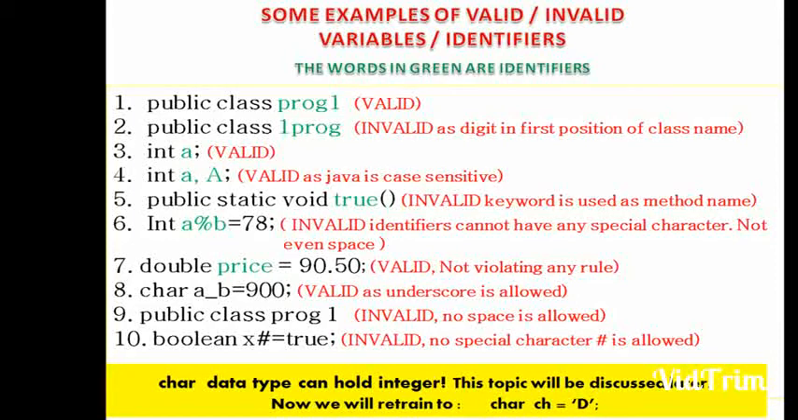Public class prog space 1. Here it goes wrong. Prog space 1 is invalid. So no space is allowed in method name, class name, or variable name. Boolean x hash is equal to true. Everything is fine here, but the special character hash is there. Therefore, it is invalid.